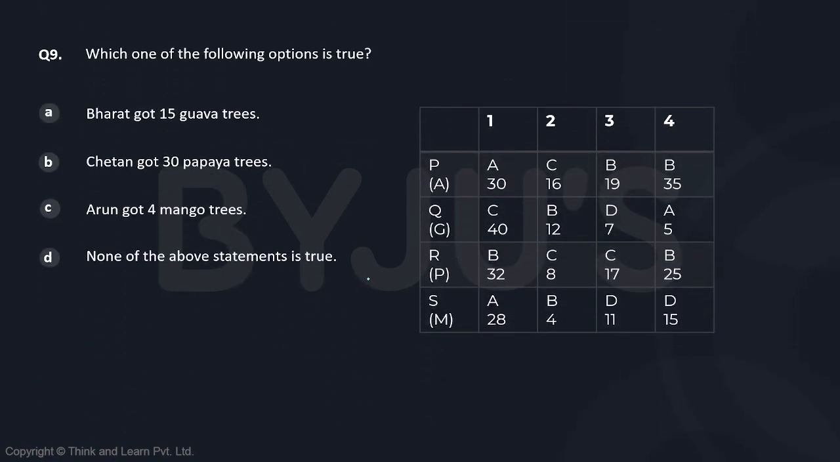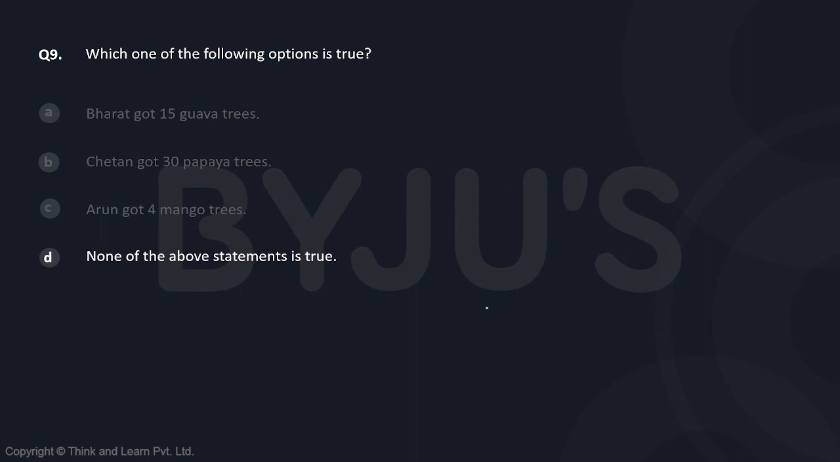Ninth one says, which one of the following options is true? Bharat got 15 guava trees. No, Bharat got 12 guava trees. Chetan got 30 papaya trees. No, Chetan got 25 papaya trees. Arun got 4 mango trees. No, Arun got 28 mango trees. None of the above statements is true. That is correct. So therefore option D is the right answer.